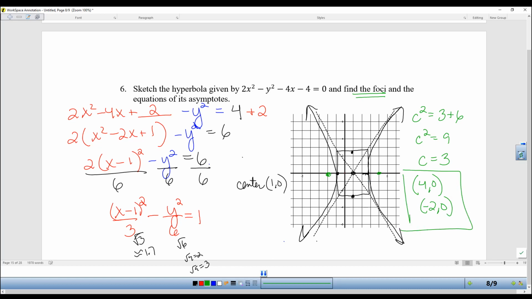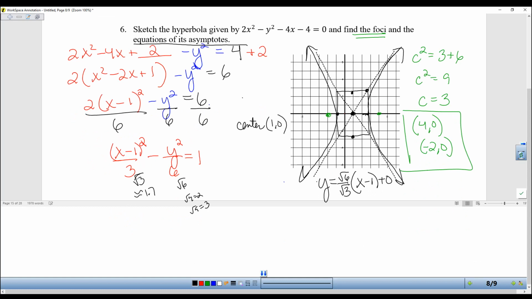And the equations of the asymptotes. So that's going to be y is equal to, I can use my center, x minus 1 plus 0. And for this one, I'm going to figure out the distance from there to the corner. So we went up the square root of 6, and then we went over the square root of 3. In other words, it's the a and b.